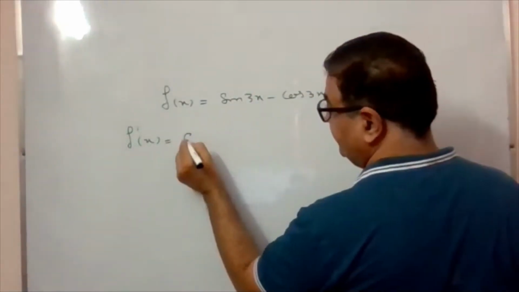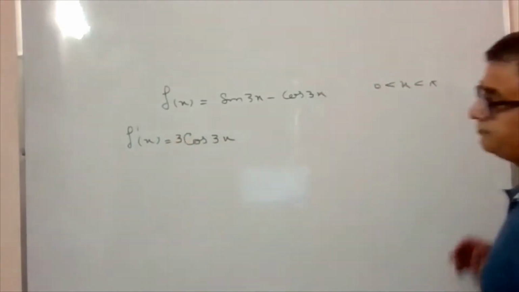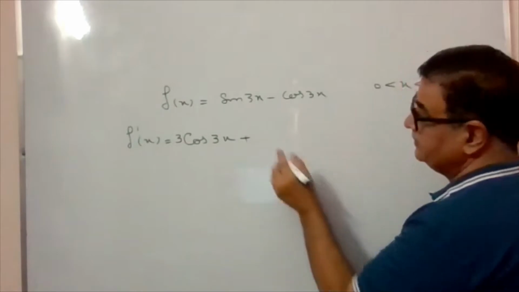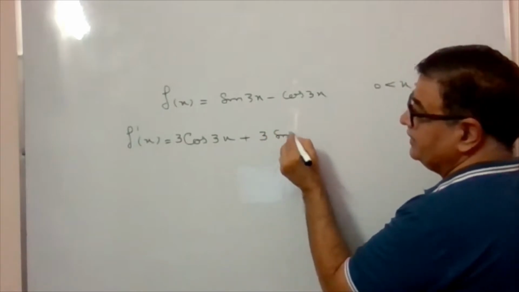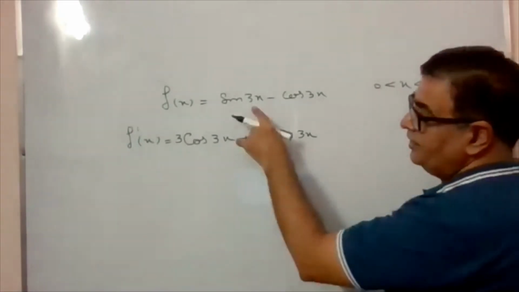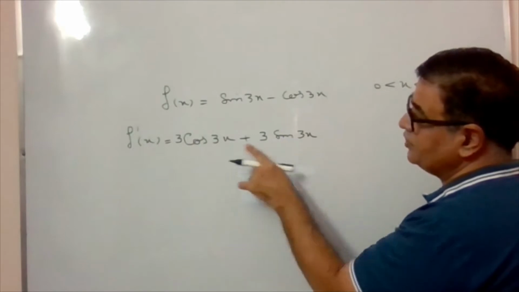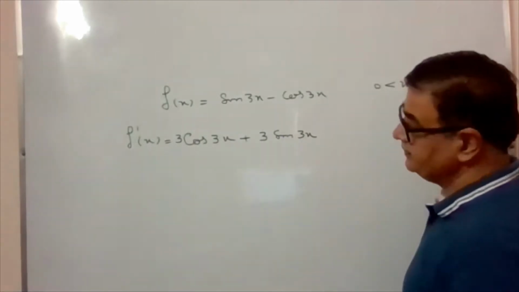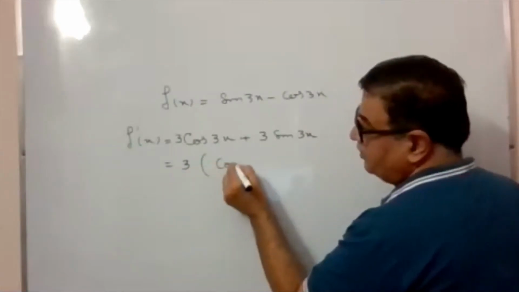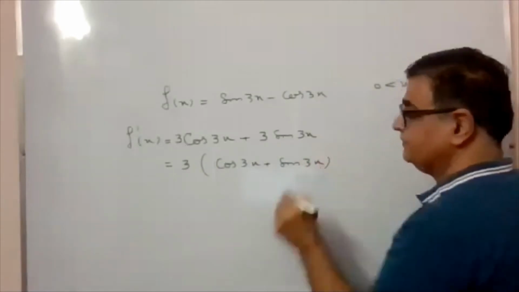The derivative of sin 3x is cos 3x times 3. Then the derivative of cos becomes minus sin, so it will be plus 3 sin 3x. Or I should say 3 common, then it comes out to be 3 times cos 3x plus sin 3x.